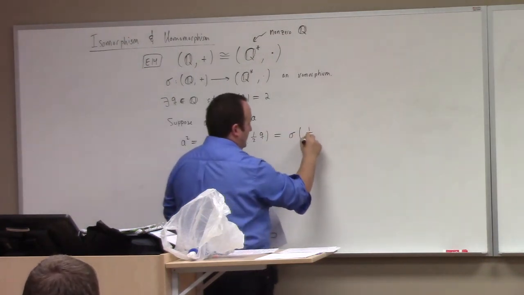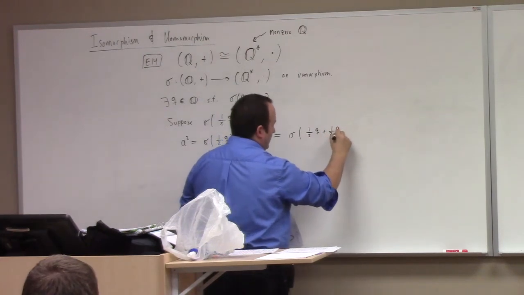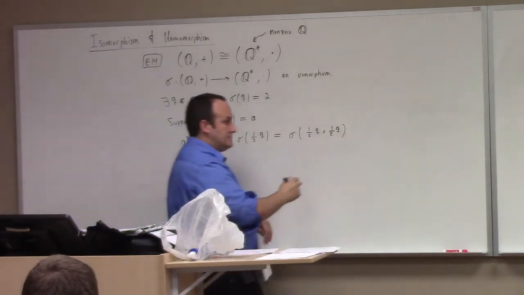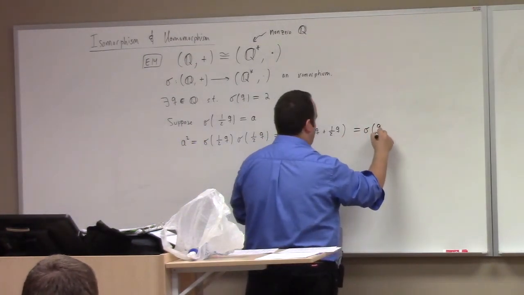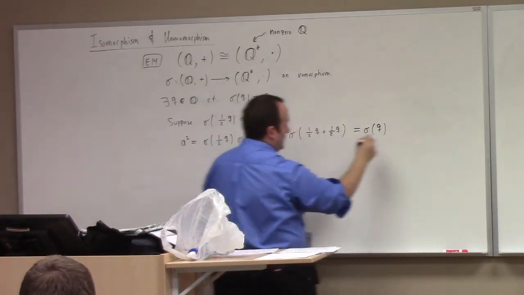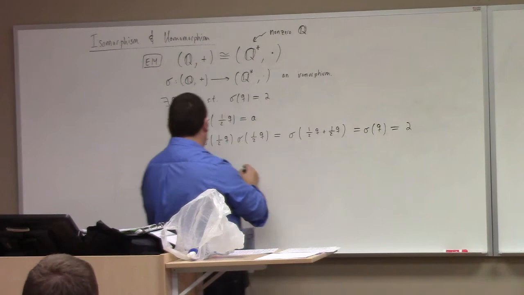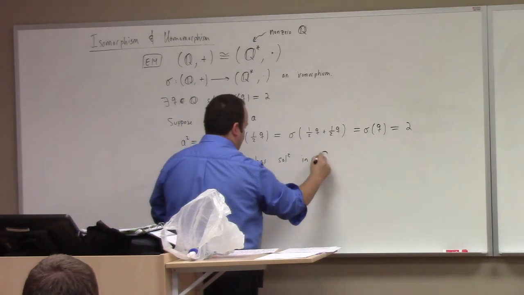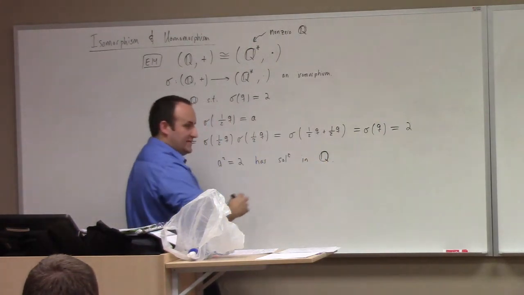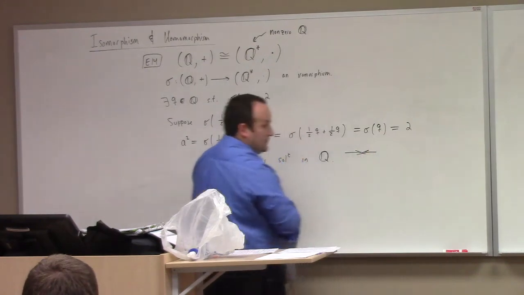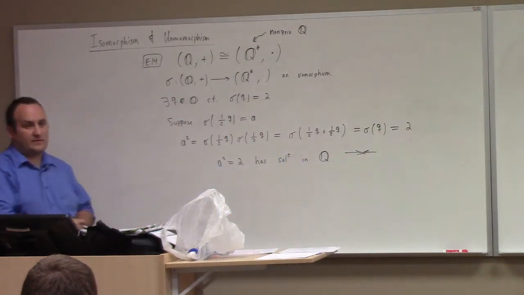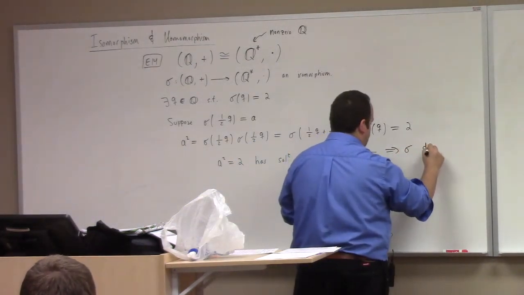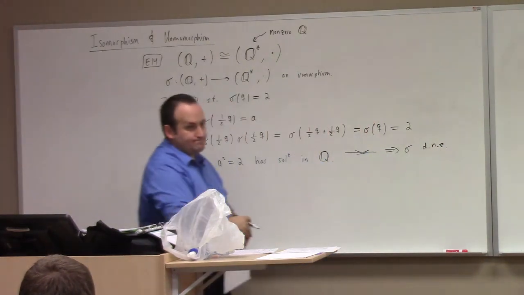Anyway, the point is that this is sigma of 1/2 q plus 1/2 q, because of the definition of isomorphism between additive and multiplicative. And that, of course, is q. Uh-oh. So that's sigma of q, which we know is, by construction, 2. So apparently a squared equals 2 has a solution in the rationals. This is a contradiction, right? There's no square root of 2 in the rational numbers. So that implies sigma does not exist. There is no isomorphism. That's the argument.